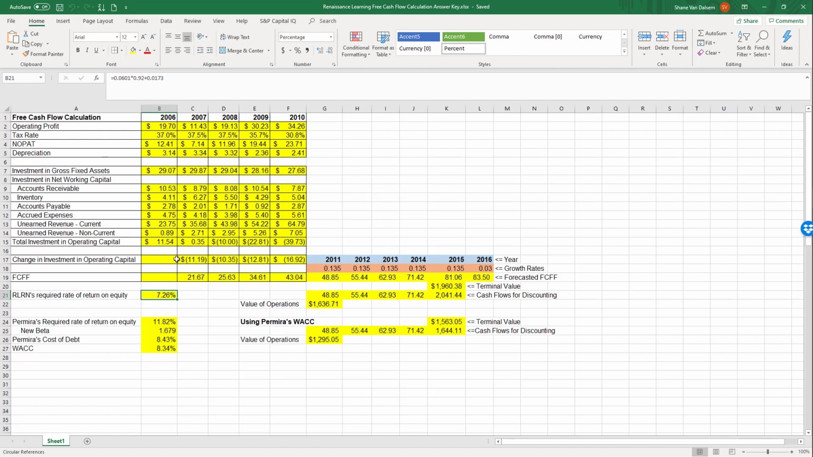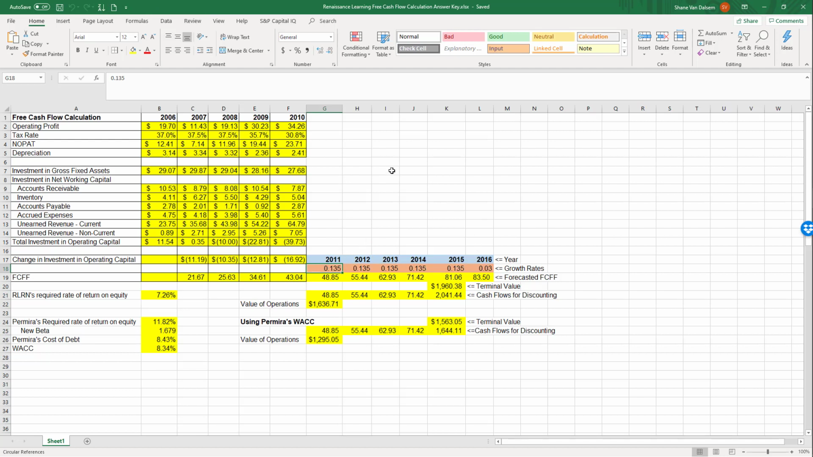We get this number here by using the security market line formula from the capital asset pricing model, which is the risk-free rate. In this case, it's 1.73%, plus the product of the beta for the firm, 0.92, multiplied by the market or the equity risk premium, which was given in the case at 6.01%. And that would give you a required rate of return on equity of 7.26%.